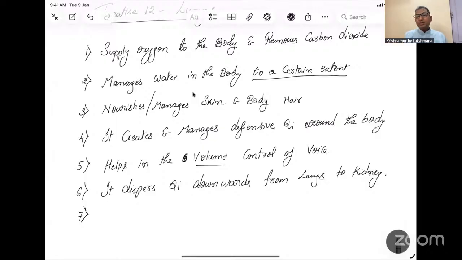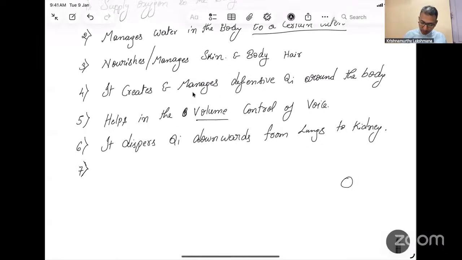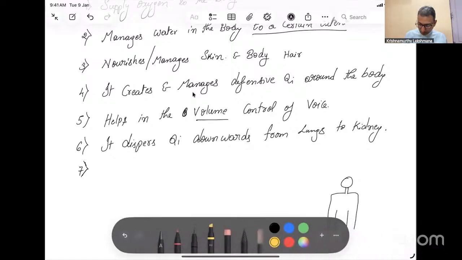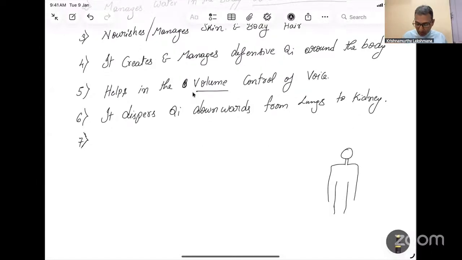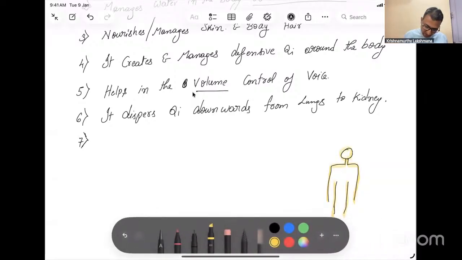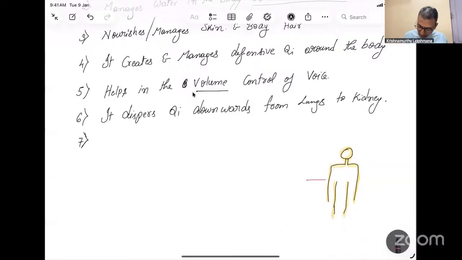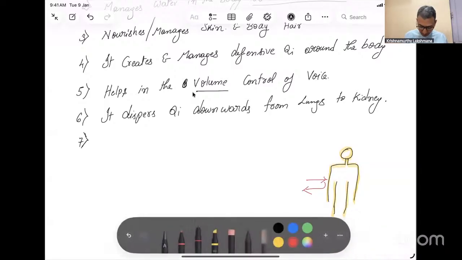Okay, defensive chi is something which is protecting the body. So there is a defensive chi which is circulating right below the skin, so that whenever there is an external pathogen which tries to enter, it sends it back. This is defensive chi. Okay.